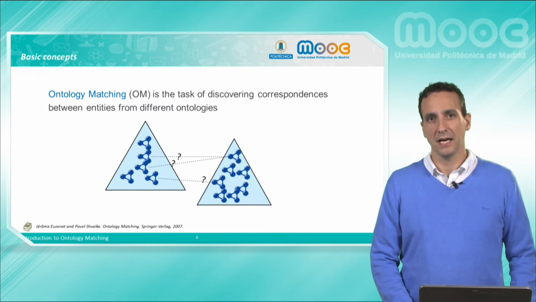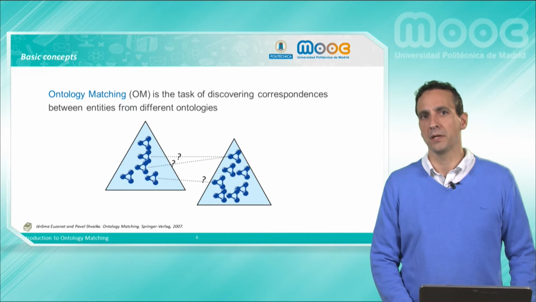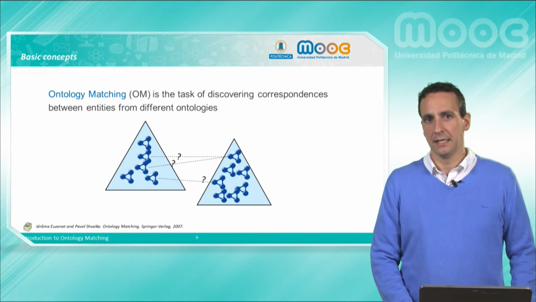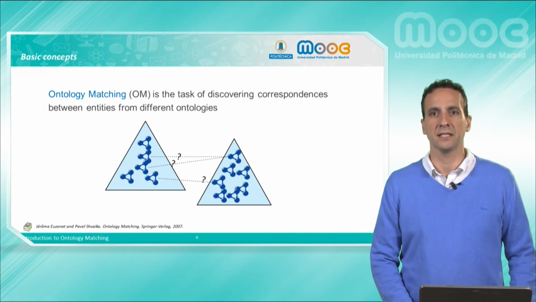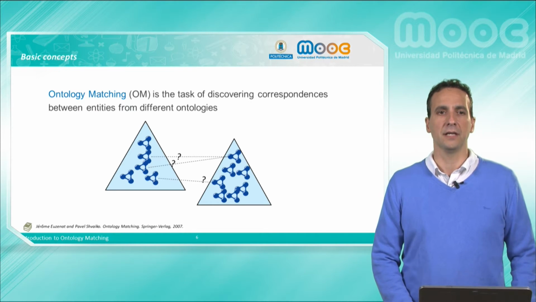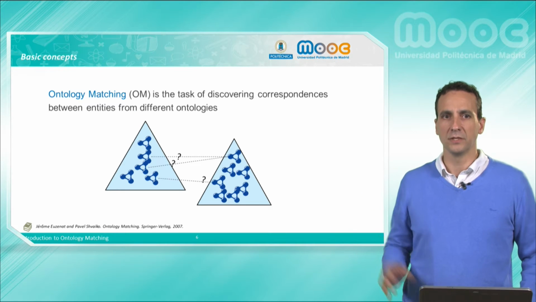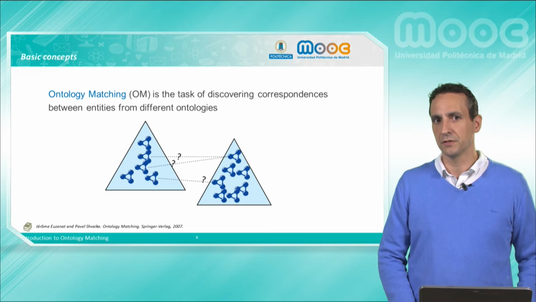In the previous slides, we have motivated the problem of ontology matching, and we have reviewed some possible application scenarios. In the rest of this lesson, we will review some basic definitions that are useful to better describe and understand the topic of ontology matching. Let's start with the idea of ontology matching itself, which is the task of discovering correspondences between entities from different ontologies.